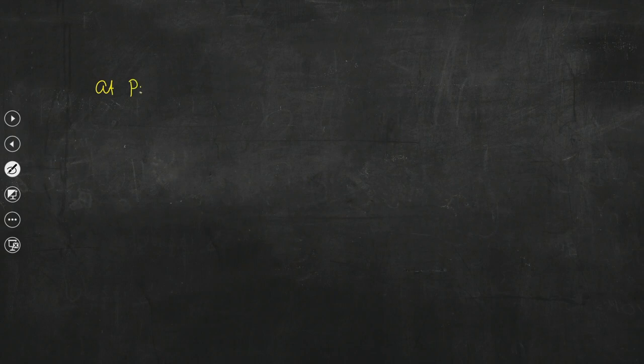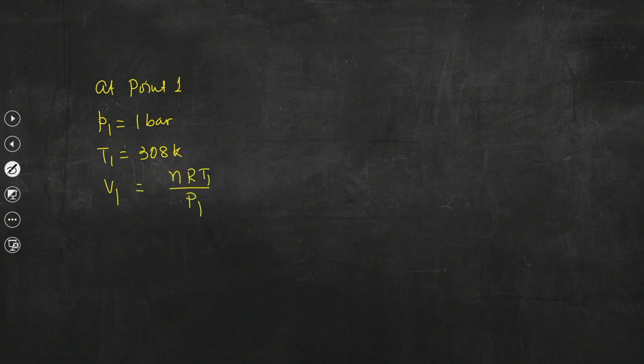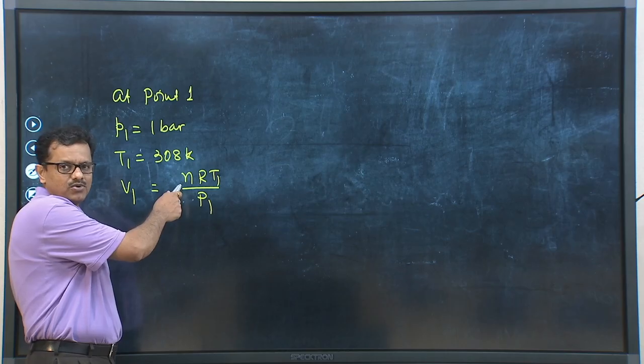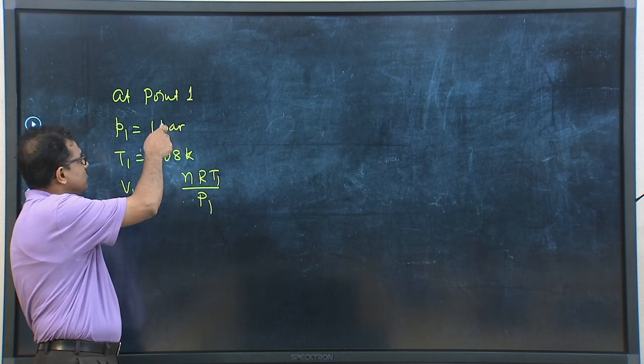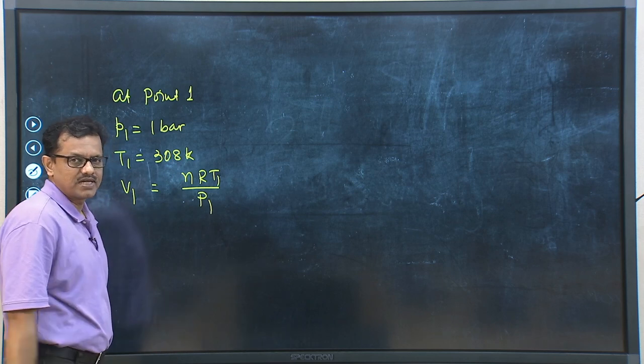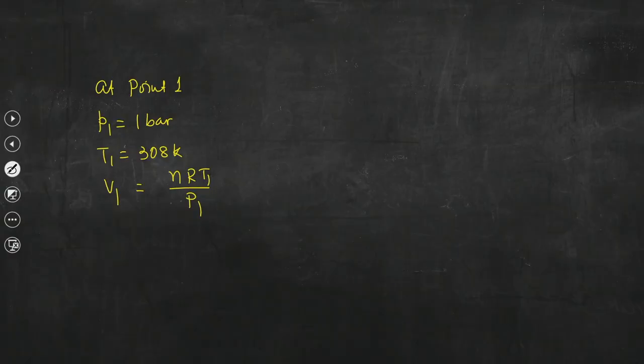So, if we go to the next slide, what we can do at point 1. So, we know pressure P 1 equal to 1 bar, T 1 equal to 308 Kelvin, and this V 1 is nothing but N R T 1 divided by P 1. So, N we have already calculated, number of moles 1 by 28.97, R is given, T 1 and P 1 that we can see from the given value.